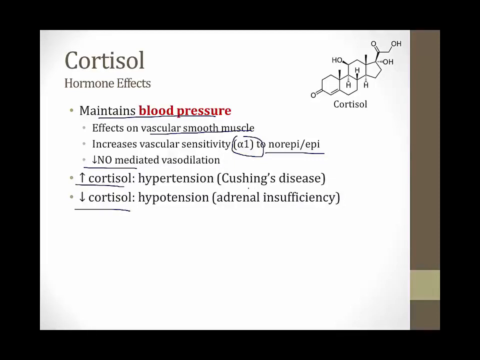So for example, patients with Cushing's disease, which we'll talk about in another module, have high cortisol levels, and they often have hypertension because of the mechanisms I've described on this slide. Patients with adrenal insufficiency, on the other hand, have low cortisol levels, and they often have hypotension.